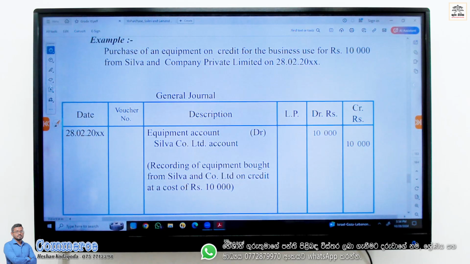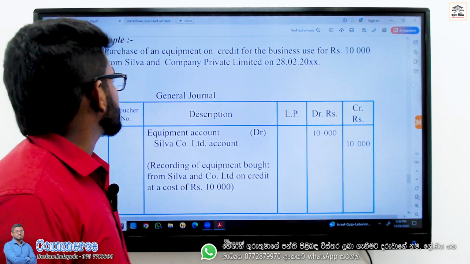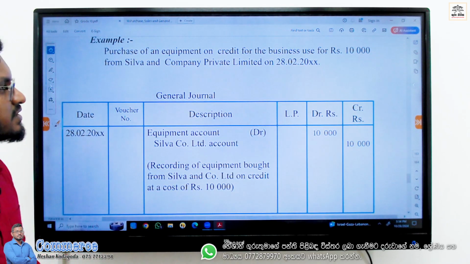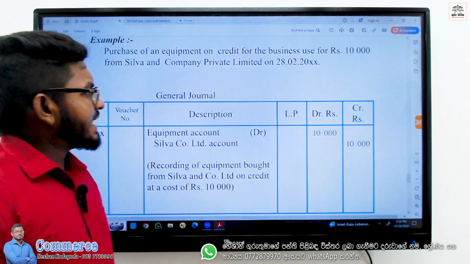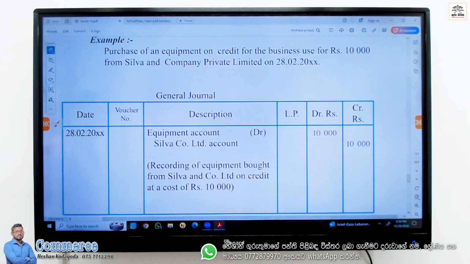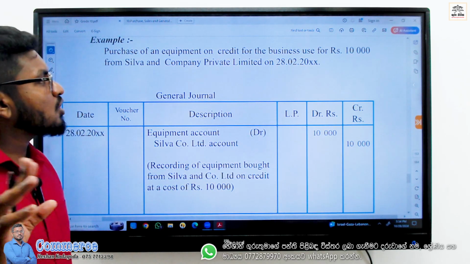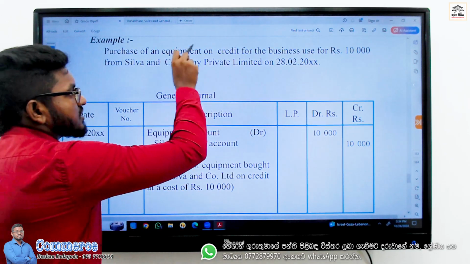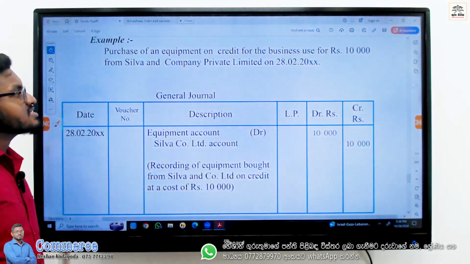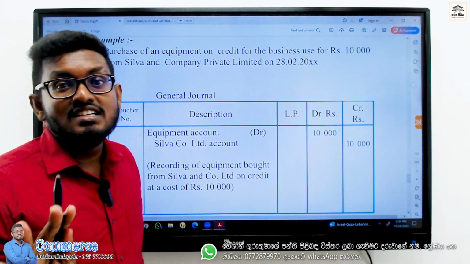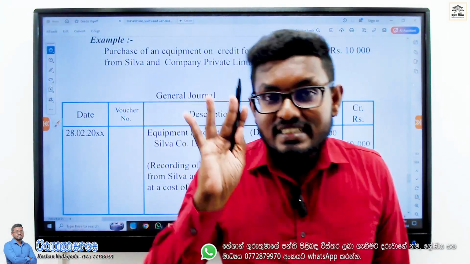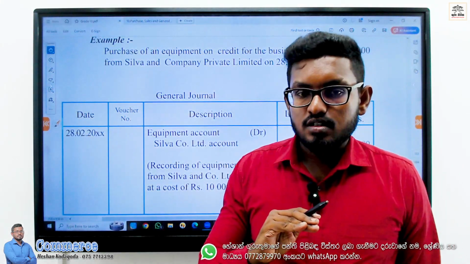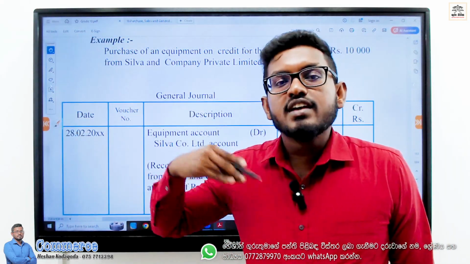Right. Example. Purchase of equipment on credit for business use for rupees 10,000 from Silva and Company Private Limited on 28th of February 2024. Listen carefully. What has been bought? Equipment has been bought for business use on a credit basis. From where? Silva Company. Make sure Silva is not a creditor. Understood? Only those who give trade goods on credit are creditors.